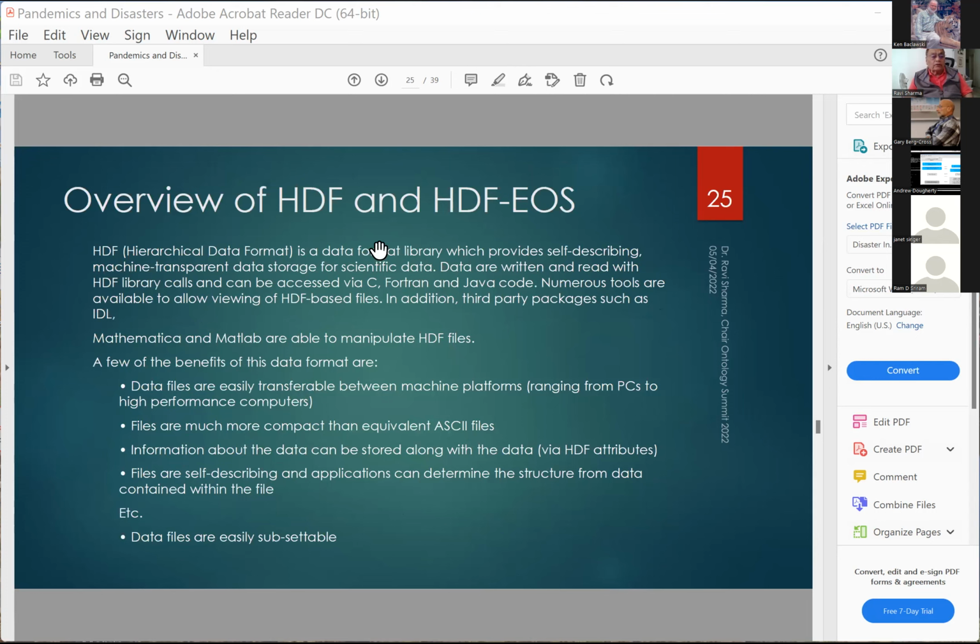We just talked to you about HDF. Here is a little more detail, self-describing. I hope you can read some of it. They are much more compact than ASCII files, and they carry a lot of metadata. And we'll see some of them out here. As probably this says, Esri and MATLAB and Mathematica are able to read HDF format files.